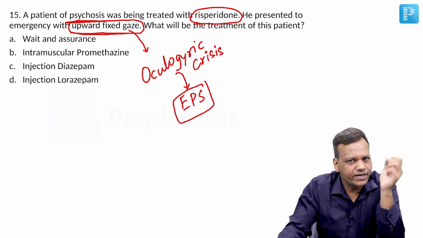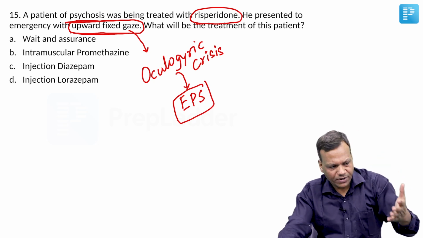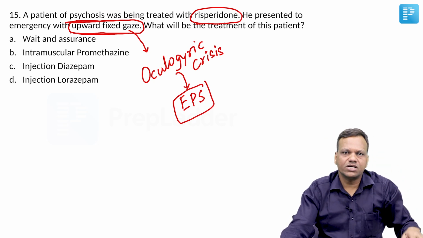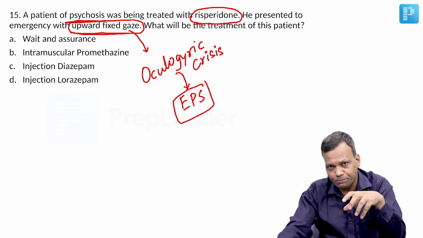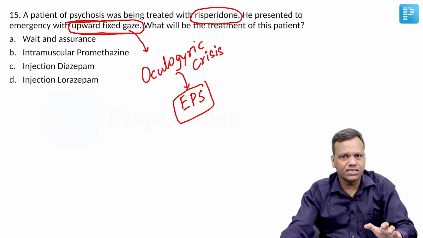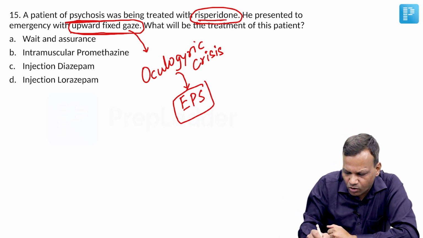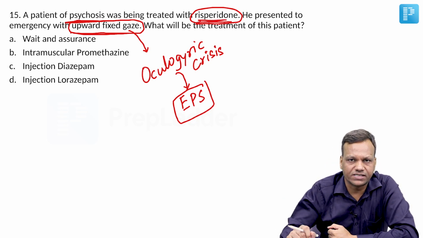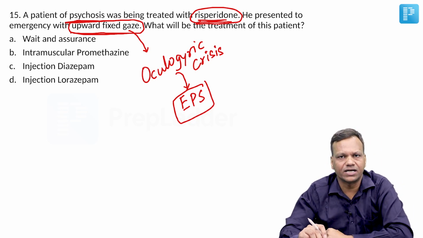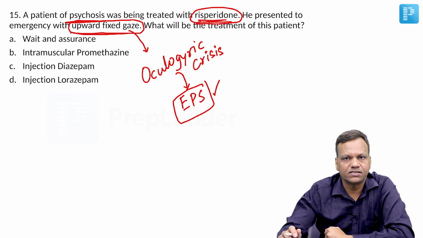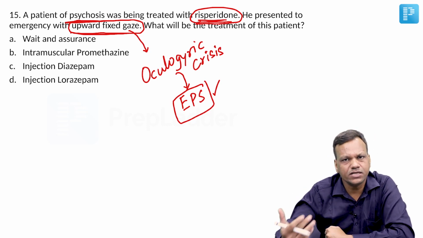So we discussed in our videos that typical drugs have more chances of causing EPS, atypical drugs have less chances of causing EPS. So this will make one more MCQ, that among the atypical drugs, risperidone has highest risk of causing EPS. Yeah? So risperidone has strongest D2 blocking property among the atypical drugs, so highest risk of EPS. So now EPS is present. So what is the treatment?